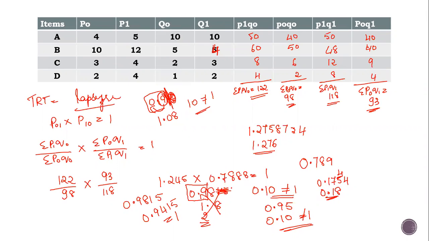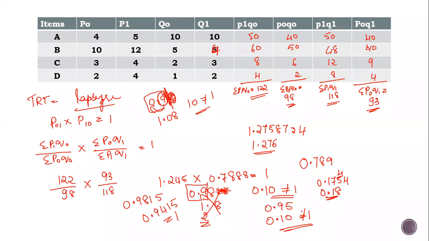I think you are creating more confusion. Yes, students. Yes, it does not satisfy TRT. It will not satisfy. 0.10 means it is not 1. It is less than 1. Okay. So it does not satisfy TRT.